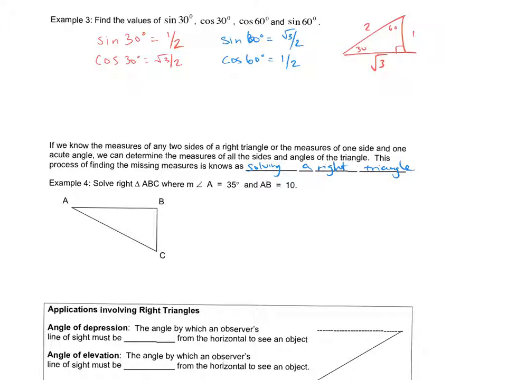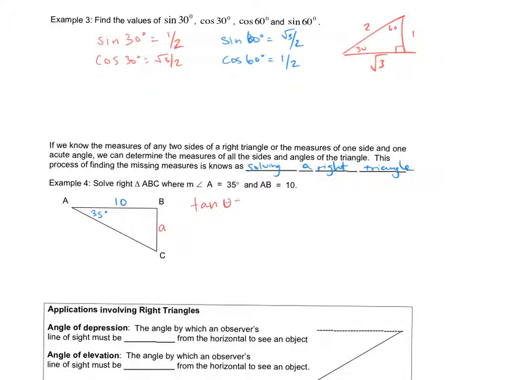So, for example, we're going to solve right triangle ABC when the measure of angle A is 35 degrees and length AB is 10. So the first thing we're going to want to do is solve for this side, lowercase a over here, because it's opposite angle A. So what we have here is we know the side adjacent to A and we know the angle of A, so we can find the opposite side using tangent.